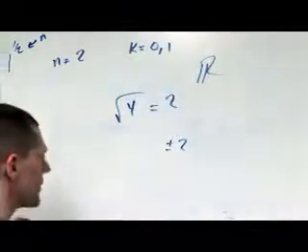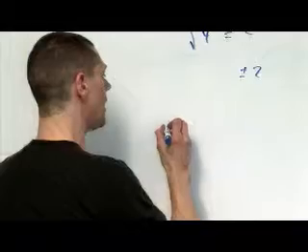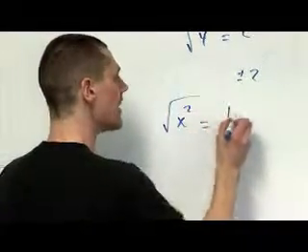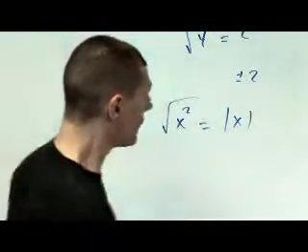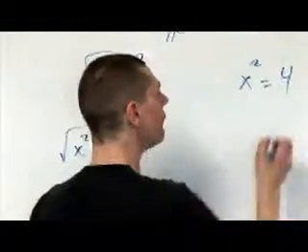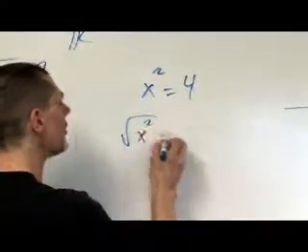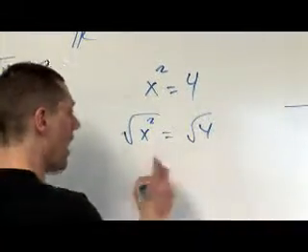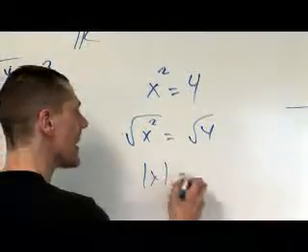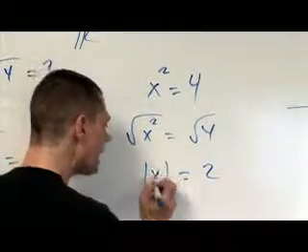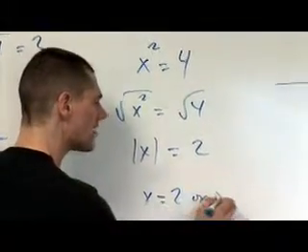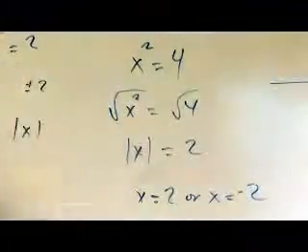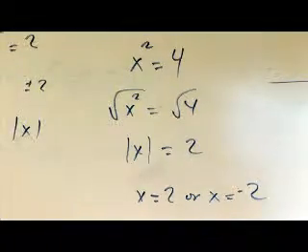Here's what they do. This is called the principle of square roots. And it says, by definition, the square root of x squared is the absolute value of x. This is the definition of the square root of a function squared. So if you say x squared is equal to 4, then the square root of x squared is equal to the square root of 4. This is the absolute value of x, and this is equal to 2. The absolute value of x is equal to 2. The solutions to this are x equals 2 or x equals -2. This is where you get the two solutions out of here.